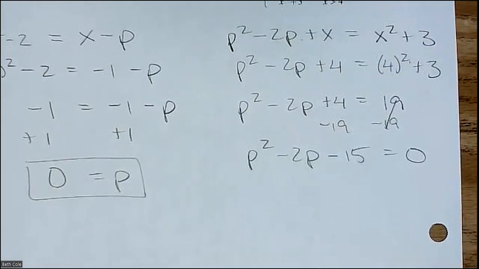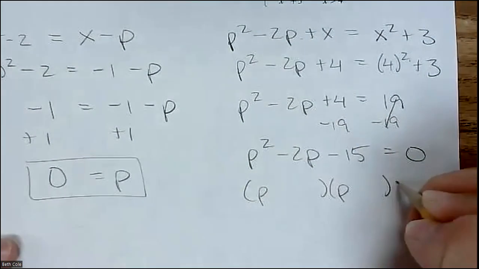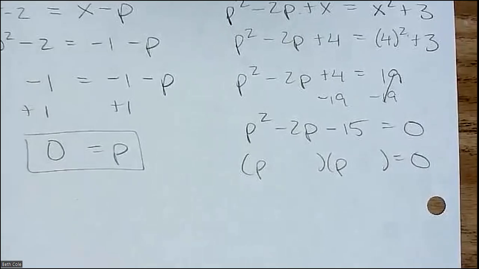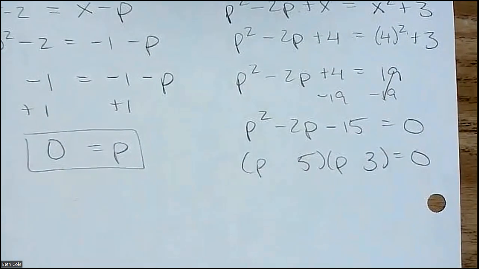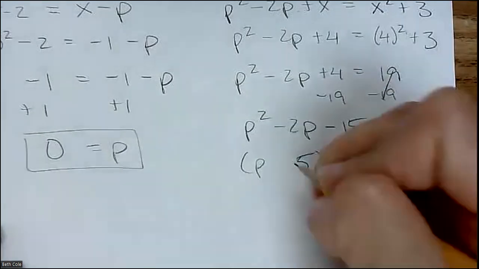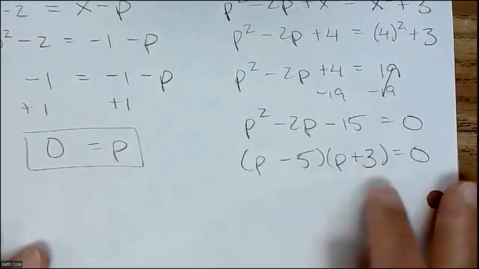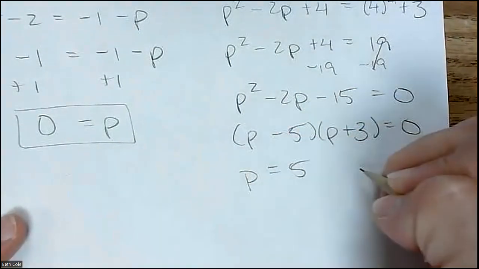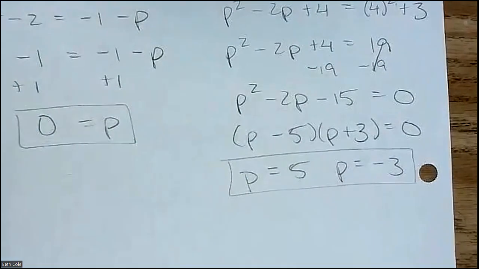And then what? Factor it, okay? Like our warm-up that we just did here. So we're actually going to get 2 answers. How would you split up 15? 5 and 3. And then what symbols to get a -2? Yep, -5 plus 3. And so when you set those equal to 0, you get p equals 5 and p equals -3.